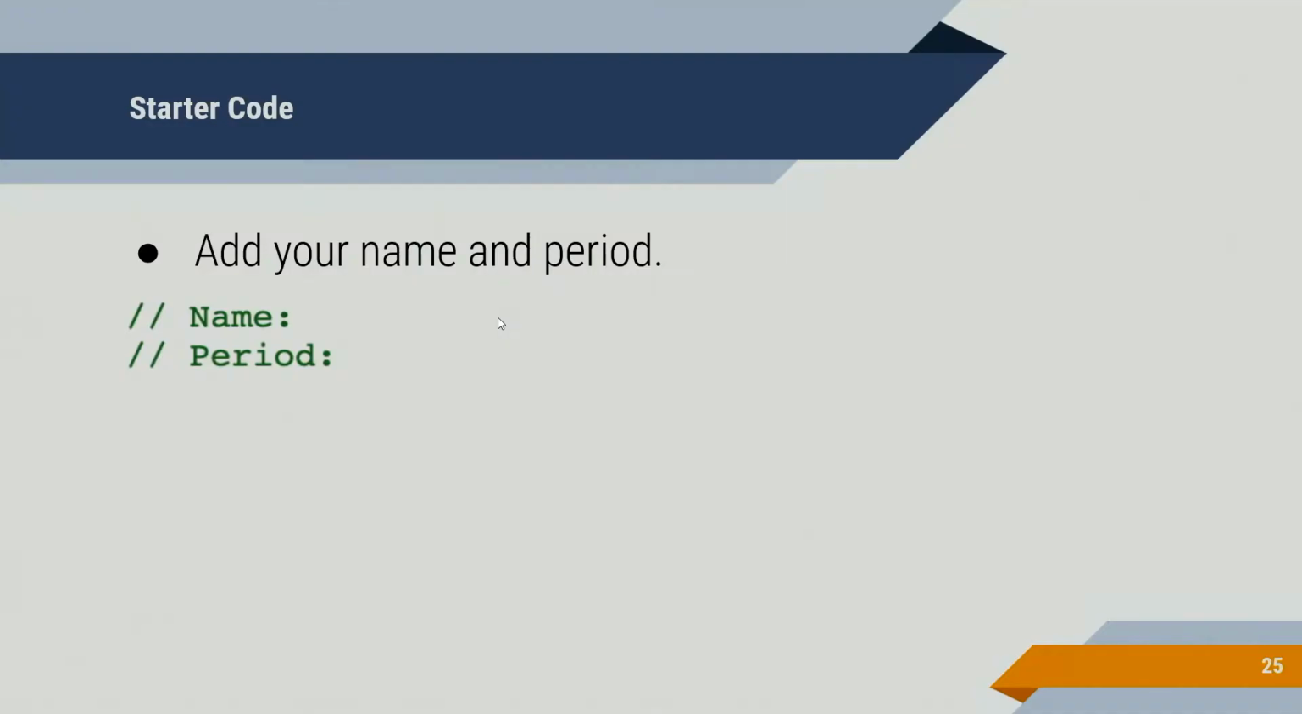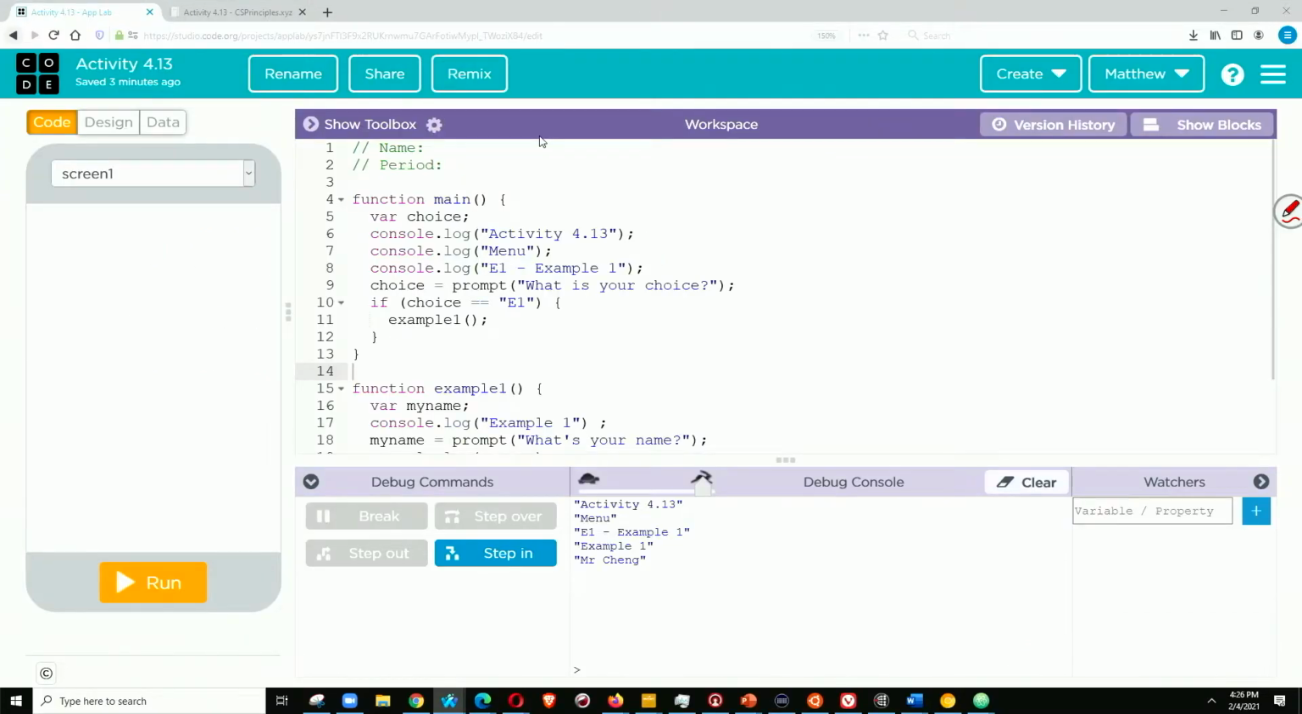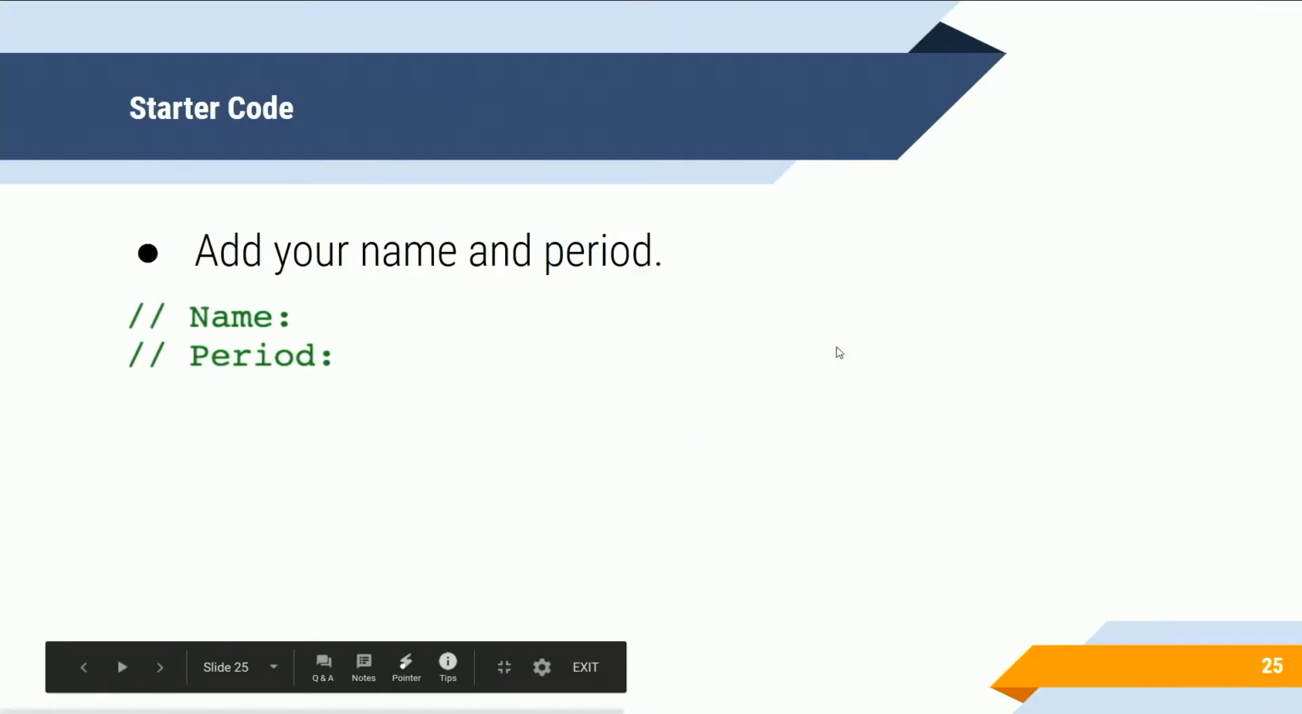All right, so let's talk a little bit about the starter code here. So first off, let's go ahead and add your name and period. So I'm going to add my name here. My name's Mr. Chang. And my period number is, I teach from 2 to 8, I guess. All right. Sounds good to me.